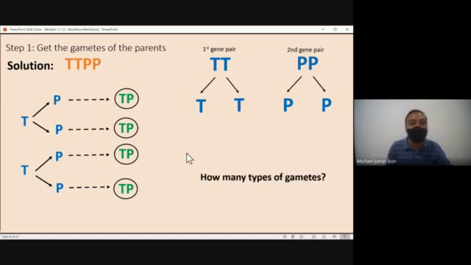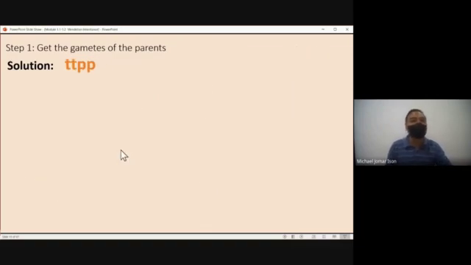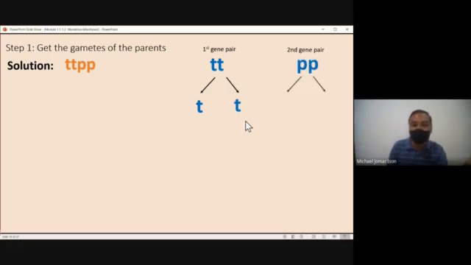And of course, how many types of gametes? You only have one type of gamete, so it's quite easy to get that. Now the next thing you're going to do is to get the gametes of the parents. The same procedure. First gene pair, you just separate this into small t. And the second gene pair, you just separate this into small p and small p, and then you're going to randomly combine them together because of the law of independent assortment.